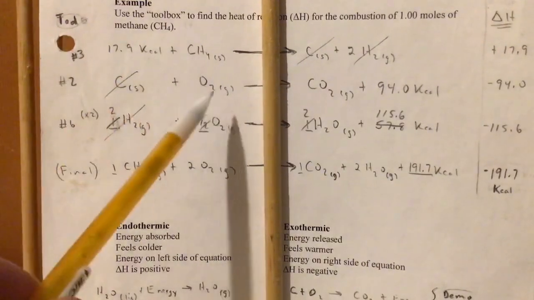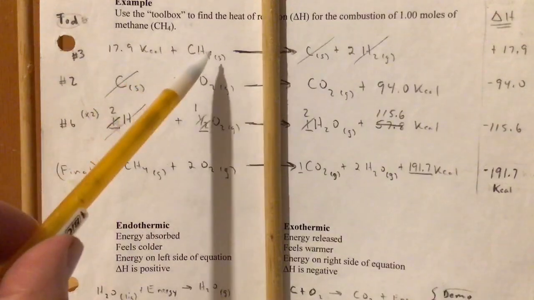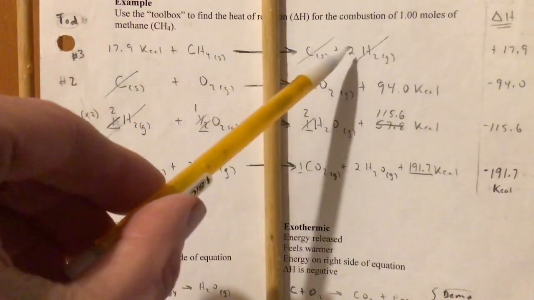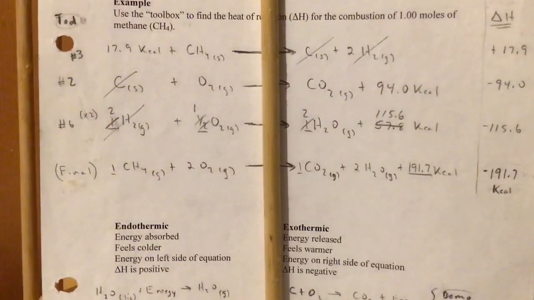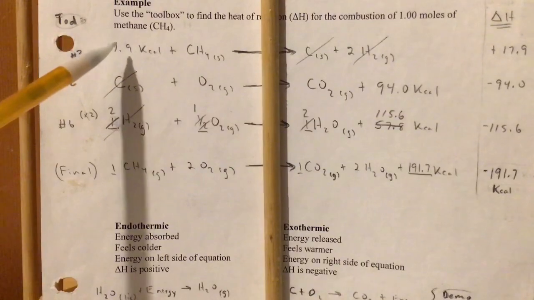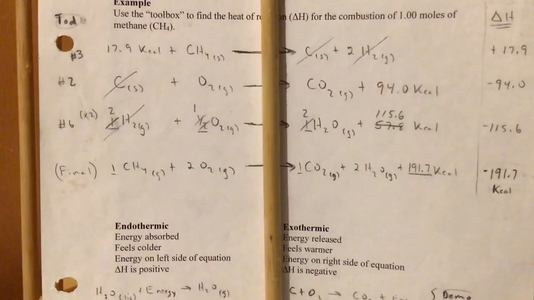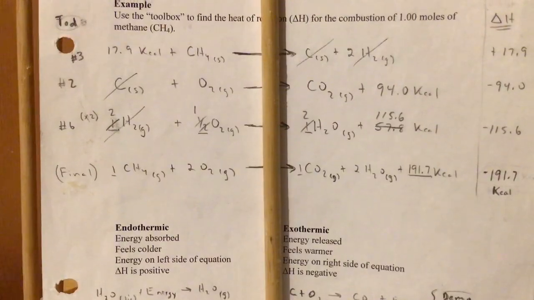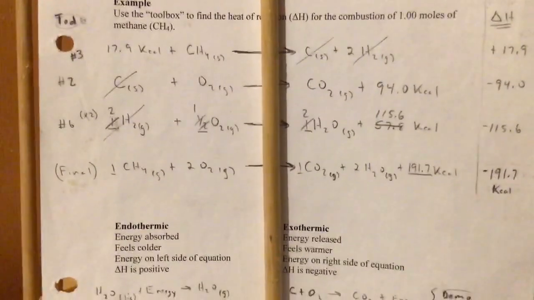I'm going to say 17.9 plus CH4 forms C plus 2H2 up here. I took equation 3, I reversed it. When I keep track of delta H's, endothermic processes are positive because I'm adding it to the equation. So I'm going to put a plus 17.9 up in the corner over here, which I don't know if you can see at this point. We'll get back there in a bit.